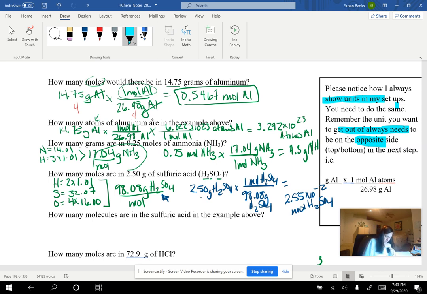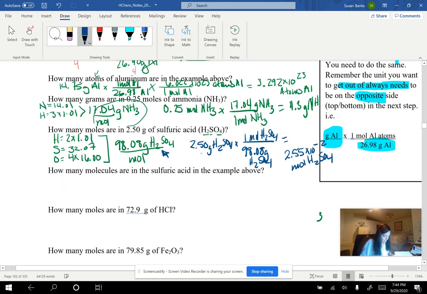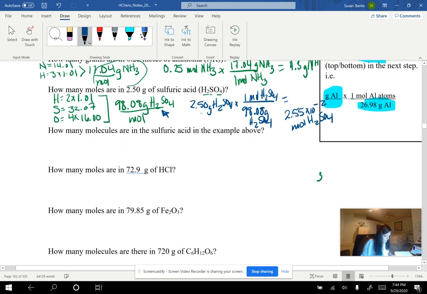So for example, if I want to get it out of grams of aluminum, the grams of aluminum needs to be on the opposite side of that next step. Okay? Unit analysis is something that we do all the time in chemistry.